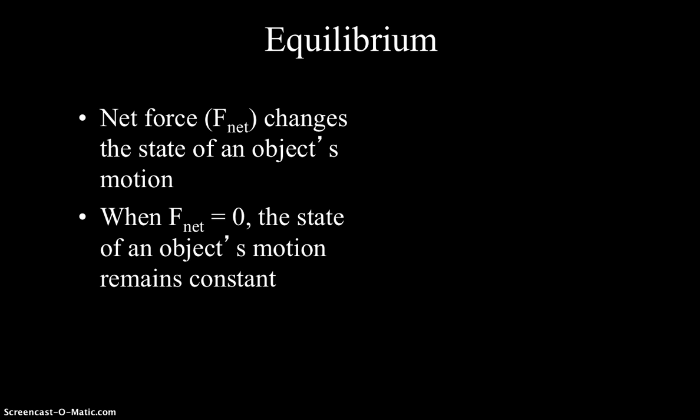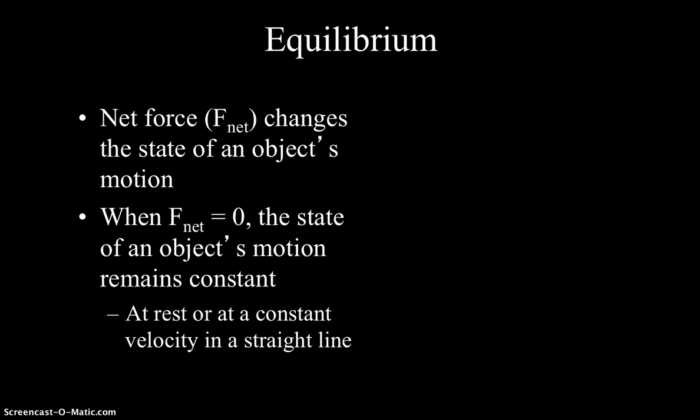And if there is a net force of 0, when there's equilibrium, the state of motion of that object will remain constant. What that means is if the net force is equal to 0, then that object will either stay at rest, and continue to stay at rest because there's no net force acting on it, or if the object's already moving, it won't go any faster, it won't change directions, it'll remain at a constant velocity. So this is an important concept. It's at rest or at a constant velocity in a straight line, no change in direction.